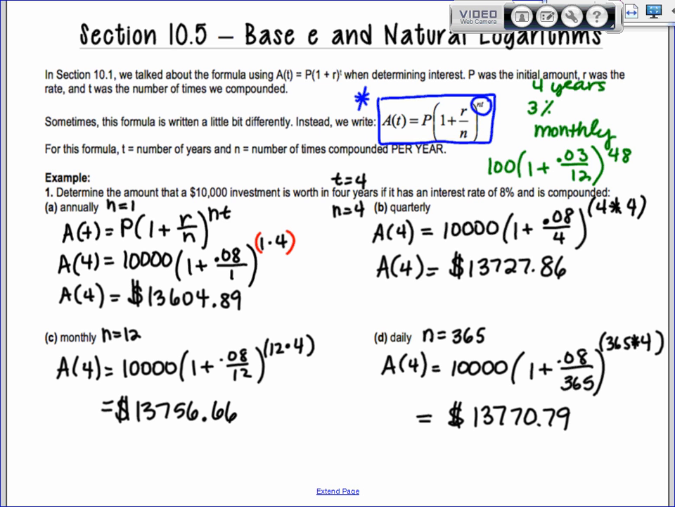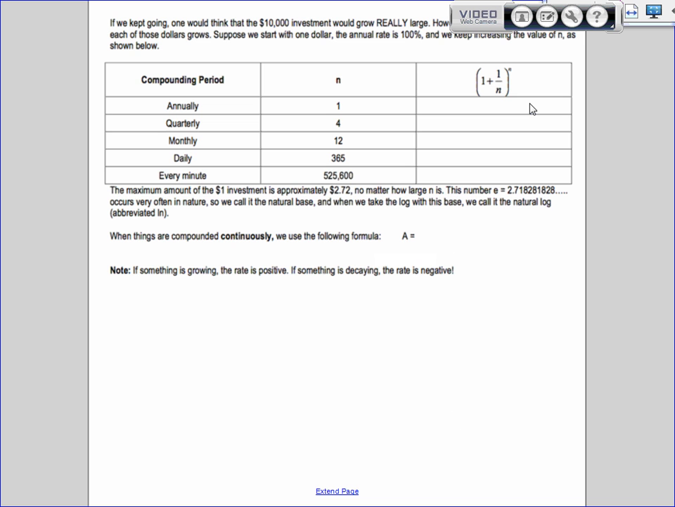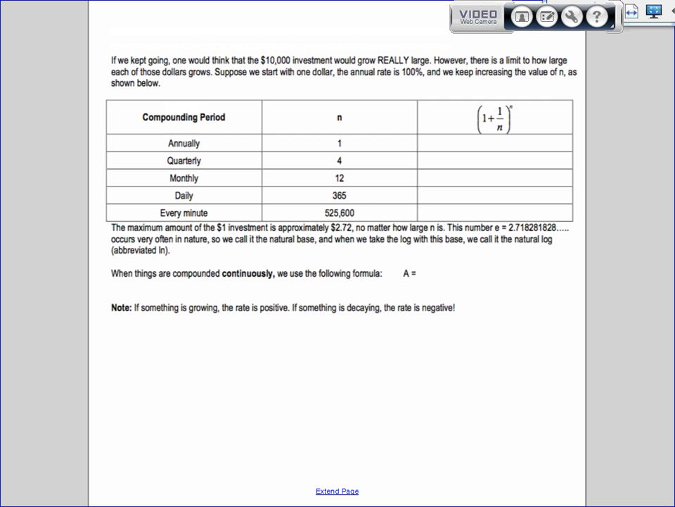So that's what this little chart is on the next page. Oh, put your phone away. So it says if we kept going, one would think that this $10,000 investment would grow really, really large.